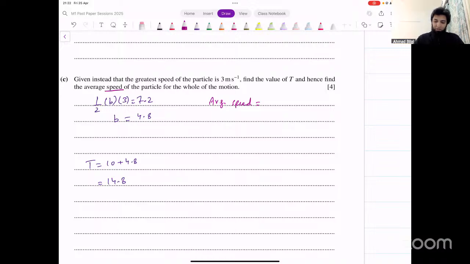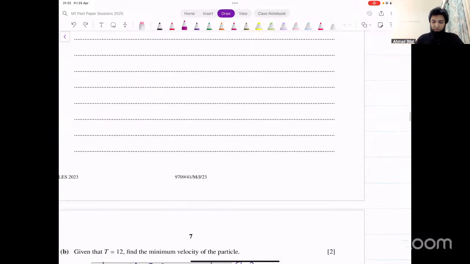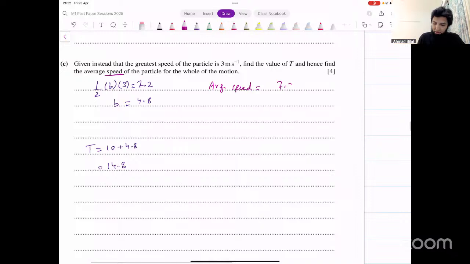What's the total distance? The distance traveled in this direction was 7.2, and 7.2 in the other direction. The total distance is 14.4. 7.2 plus 7.2 divided by the time taken. What's the total time taken? 14.8. And that will give you the average speed. What does this number turn out to be? 0.97. Is that exact? No. If you round off, it has to be three significant figures. So that's 36 over 37. What's the value in decimals?